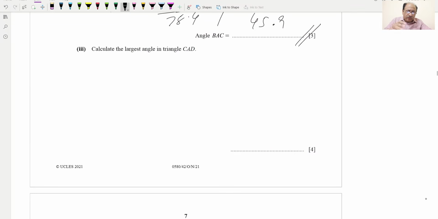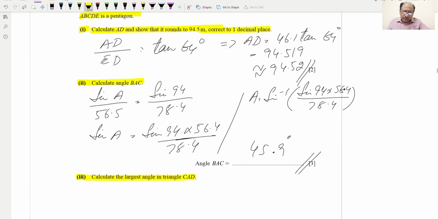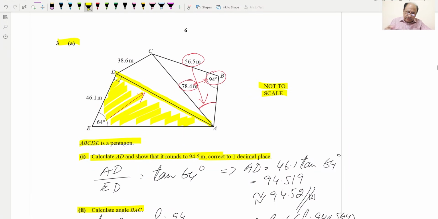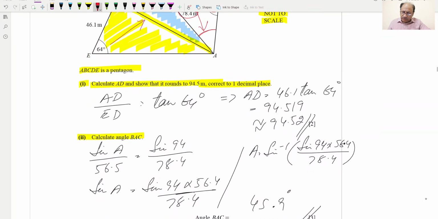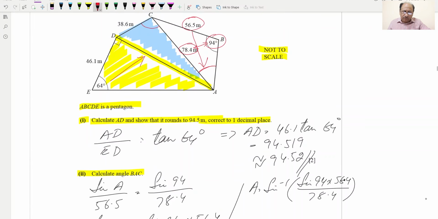Hopefully you understood this. Now calculate the largest angle in the triangle CAD. CAD is this triangle, and we have to find the largest angle in this triangle. And largest angle is which one? Largest angle is basically this one. So we have all the three sides. AD we just found, which is 94.52.